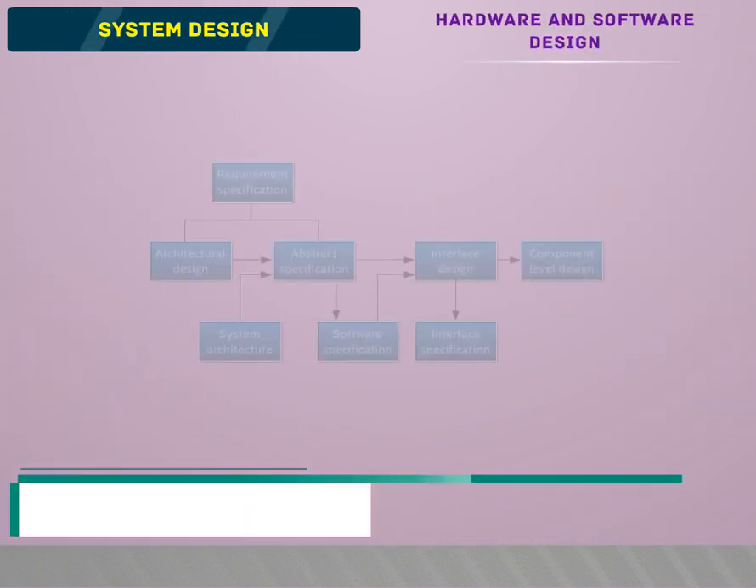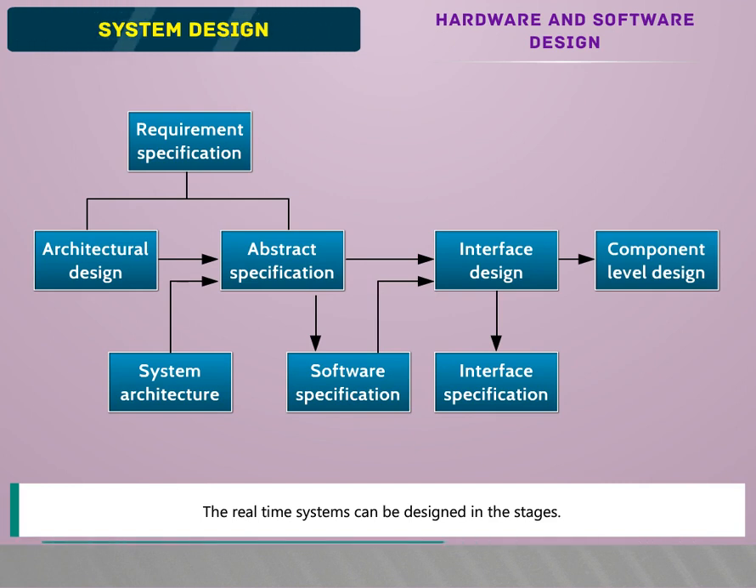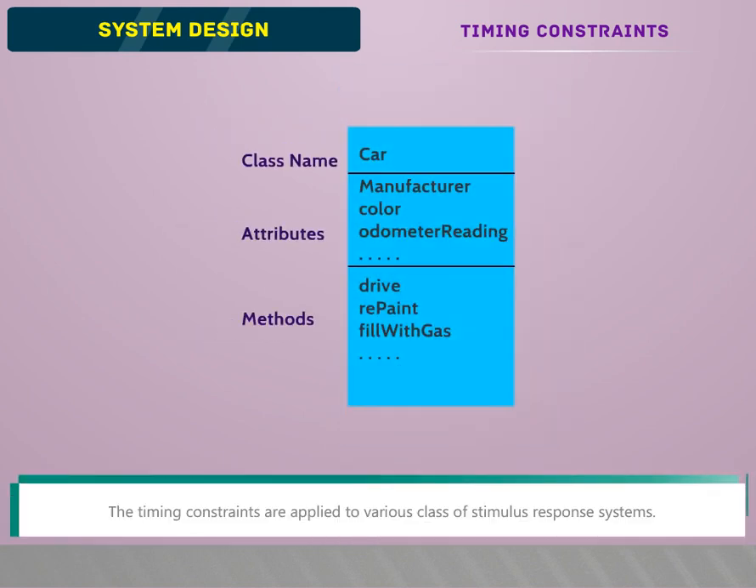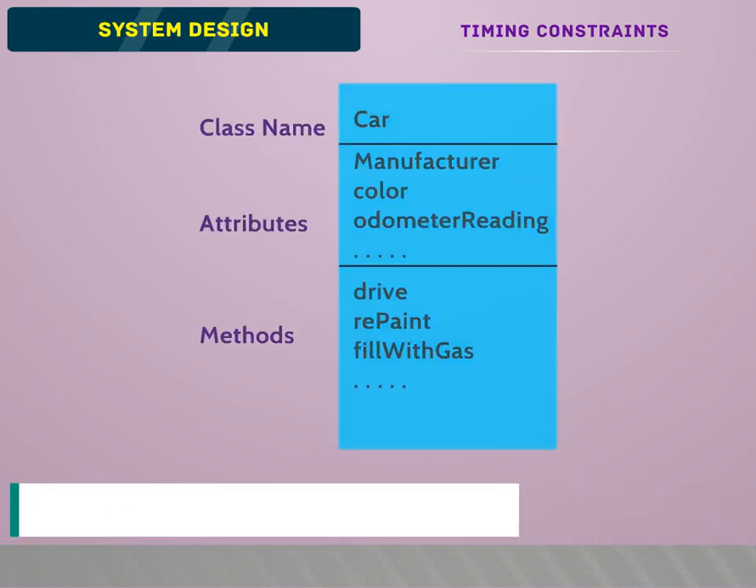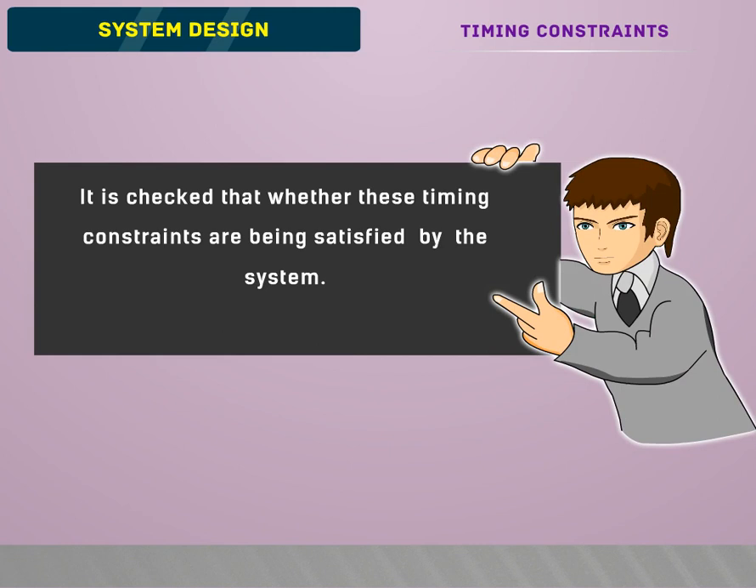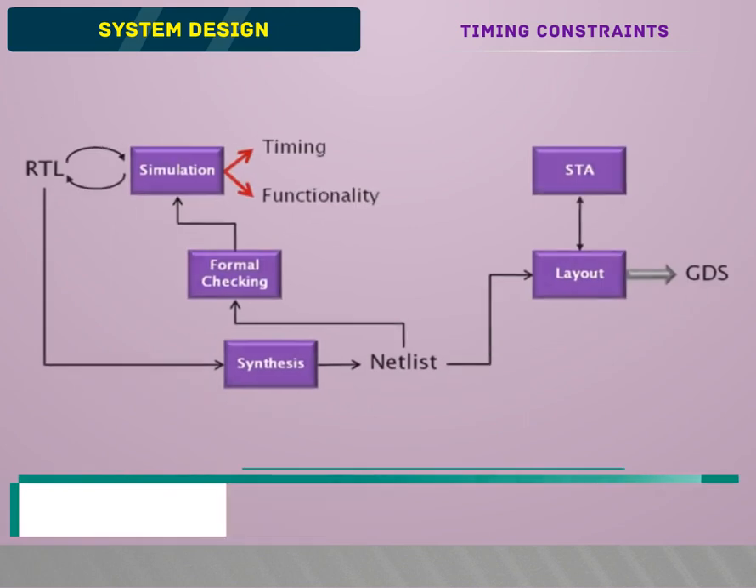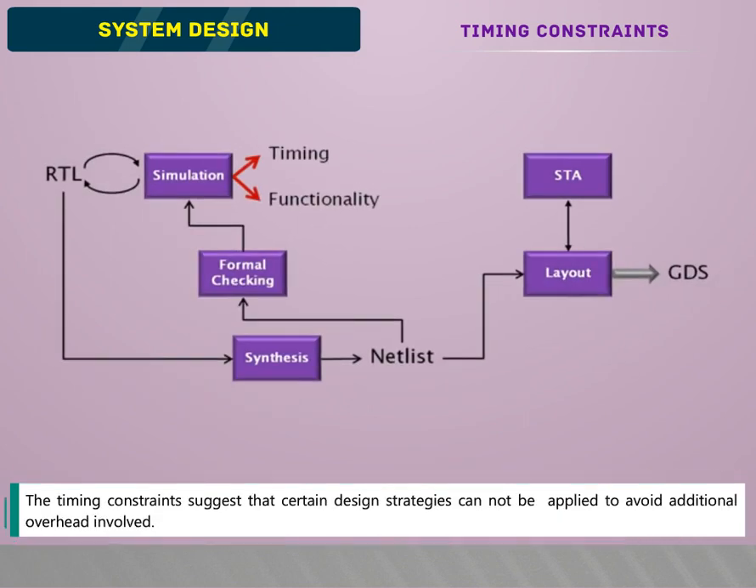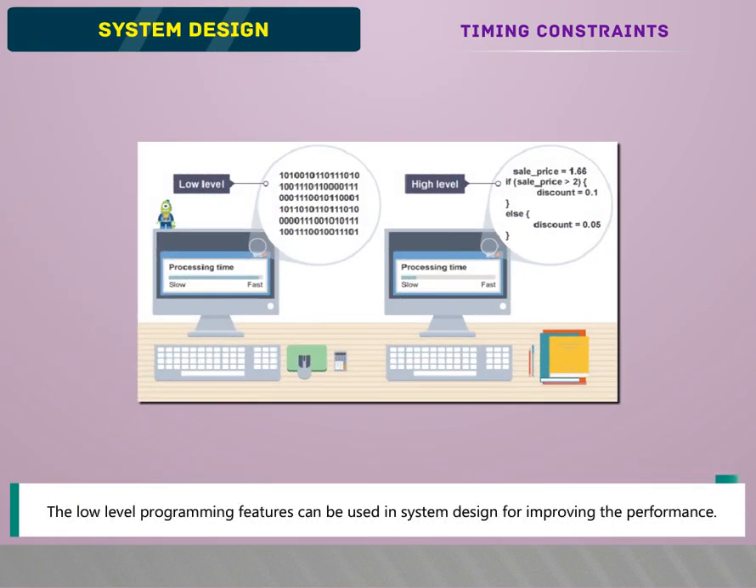Hardware and software design. The real-time systems can be designed in stages as timing constraints. The timing constraints are applied to various classes of stimulus response systems. It is checked whether these timing constraints are being satisfied by the system. The timing constraints suggest that certain design strategies cannot be applied to avoid additional overhead involved. The low-level programming features can be used in system design for improving the performance.